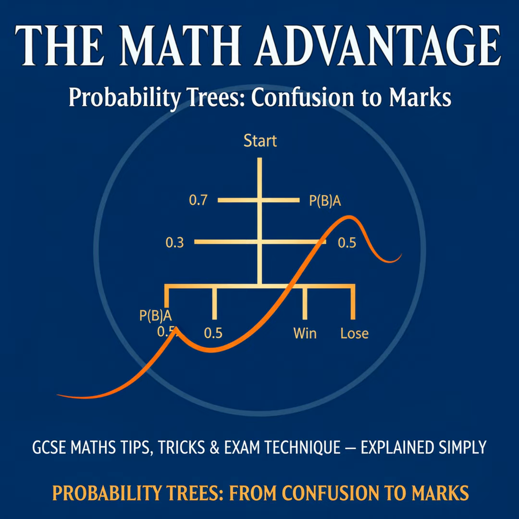Trust the process. One-sentence recap. Build the tree, multiply along paths, write intermediate products, and you'll pick up method marks even when the final arithmetic trips you up. That's your quick win for today.